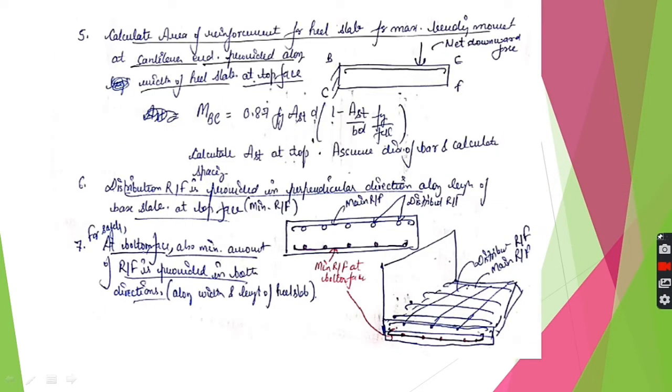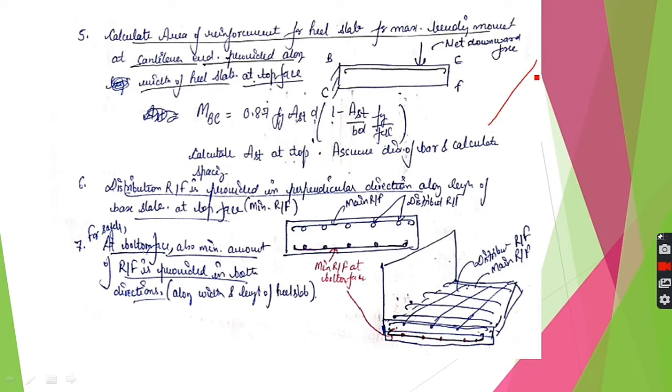So we will provide the main reinforcement along the width of your heel slab for the maximum bending moment MBC at the cantilever end, provided along the width of the heel slab at the top face like this. AST is calculated using this equation. Now we calculate AST, assume the diameter of the bar, and calculate the spacing.